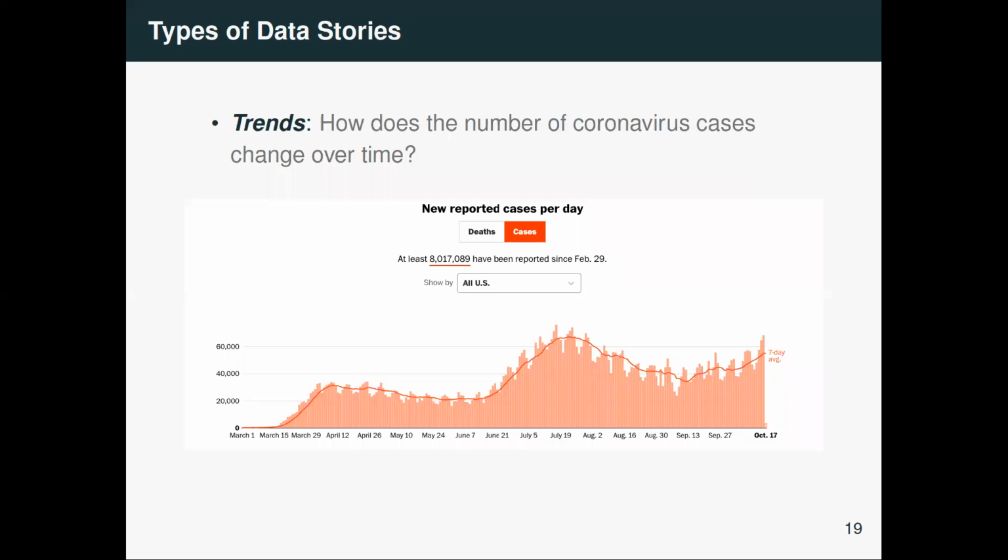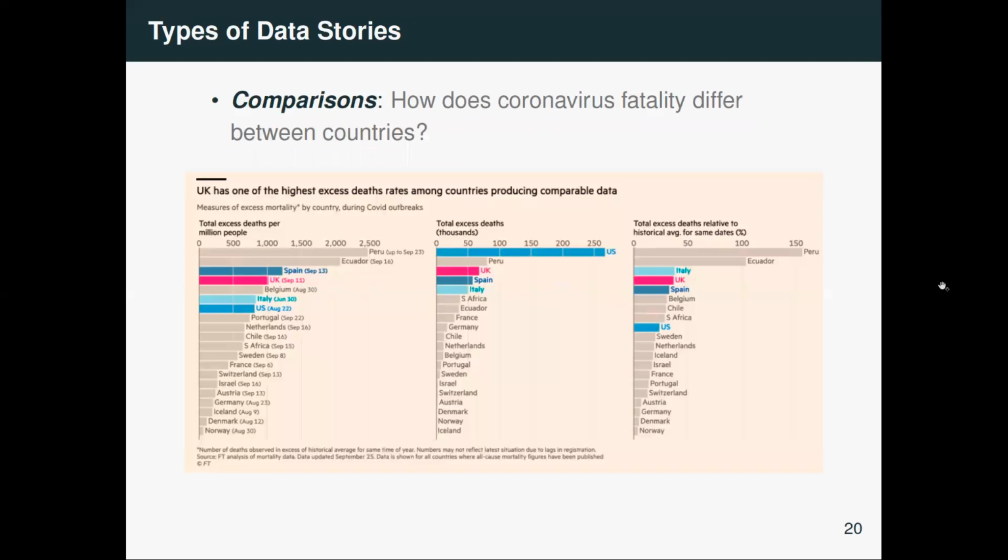And trend stories basically just tell people how something changes over time. This example on the screen here comes from the Washington Post and tracks the number of coronavirus cases in the US since March. Pretty straightforward. The next type of story is a comparison story. Comparison stories do exactly as it says. They compare data across different units. Now it can be across geographic locations like this one from the Financial Times that looks at coronavirus deaths across different countries. But comparison stories can also be comparisons of groups of people or time periods, anything really, but you're trying to make some comparison between different subsets of the data.